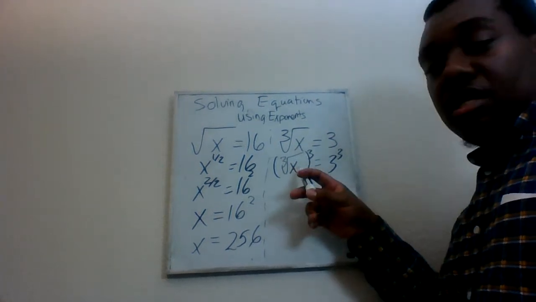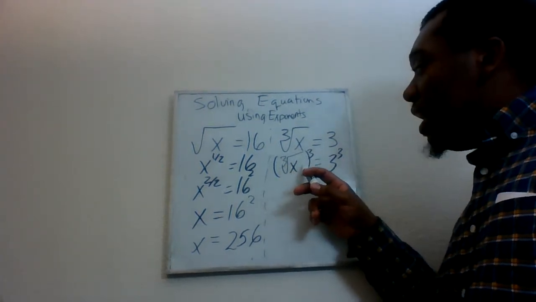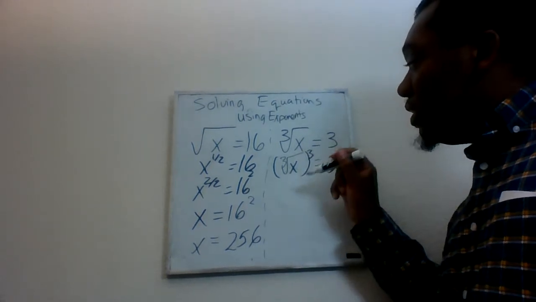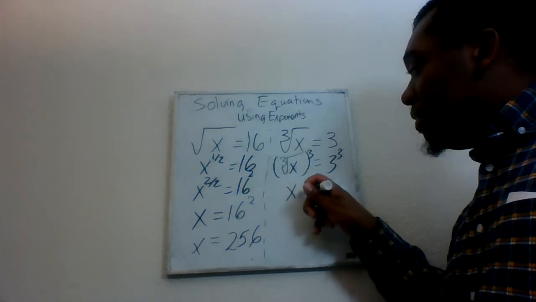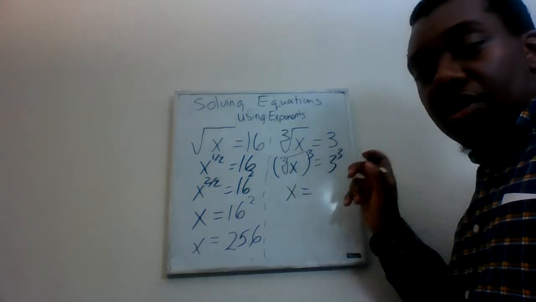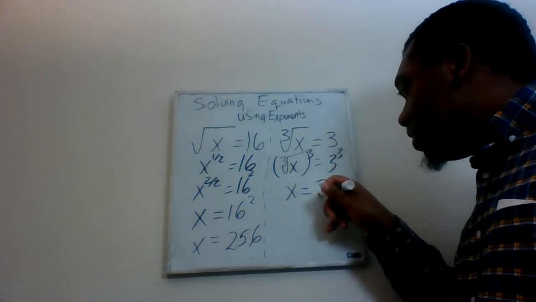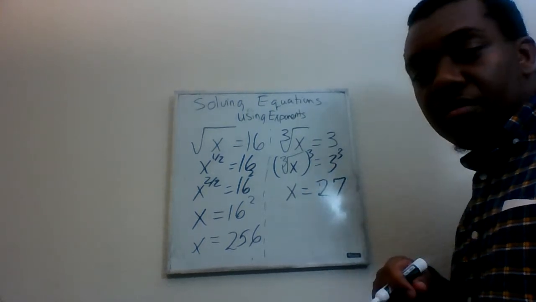So in this instance, then, the cube root of x raised to the third power, the cube root and the cube would go away, and we'll be left with x. And 3 to the third power will be 3 times 3 times 3, which will give us 27.